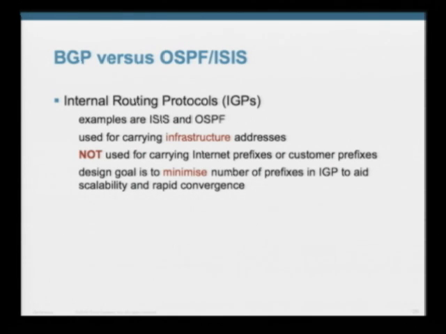So OSPF and ISIS are used for carrying infrastructure addresses. By and large, your point-to-point links, if you need to carry those, and your loopback interface addresses on your router so that you can run IBGP. That's all that you should find in there. And it's always a nice competition between BGP folks to try and reduce the number of prefixes running around in OSPF or ISIS, because the fewer prefixes, the faster the convergence you can get without using any of the special tricks. So the design goal is to minimize the number of prefixes in your IGP.